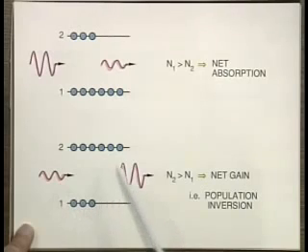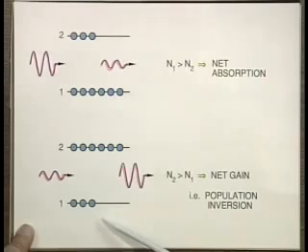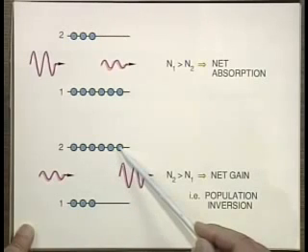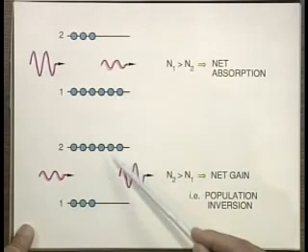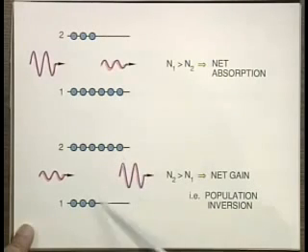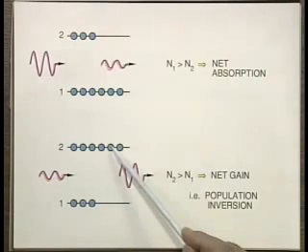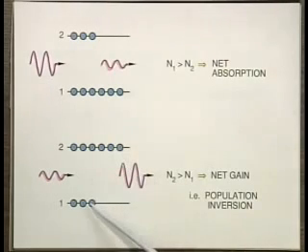Gain is when there is more in the upper than lower. Because if N2 is bigger than N1, then we have net gain. And from now on, I'll be referring to it as a population inversion, because normally atoms like to be in the ground state to start with, and not in the excited state. So I have to, as we'll see later, do something to put the atoms up here, and it's the net difference that will give me the gain. Okay, so now it's only a matter of how to put more atoms in the upper state than in the lower state that will give me the gain.